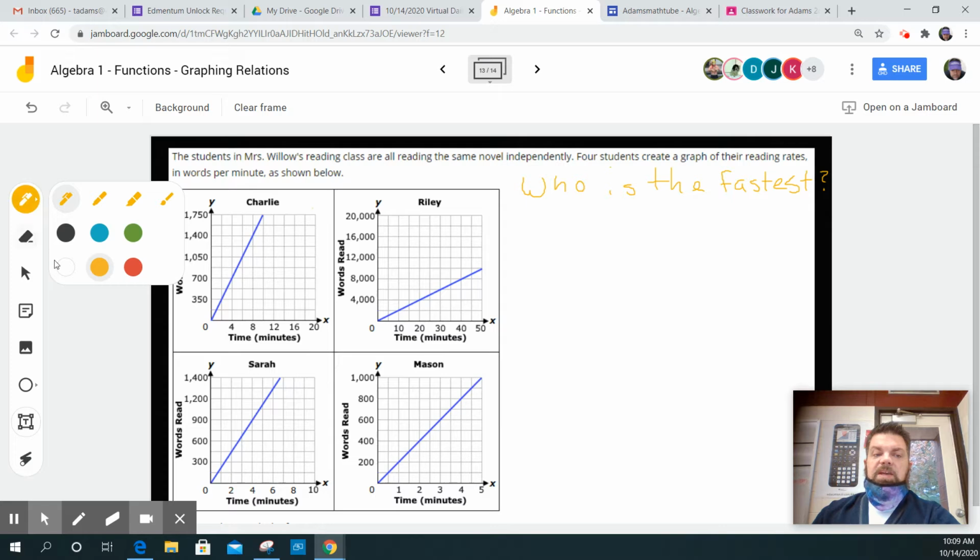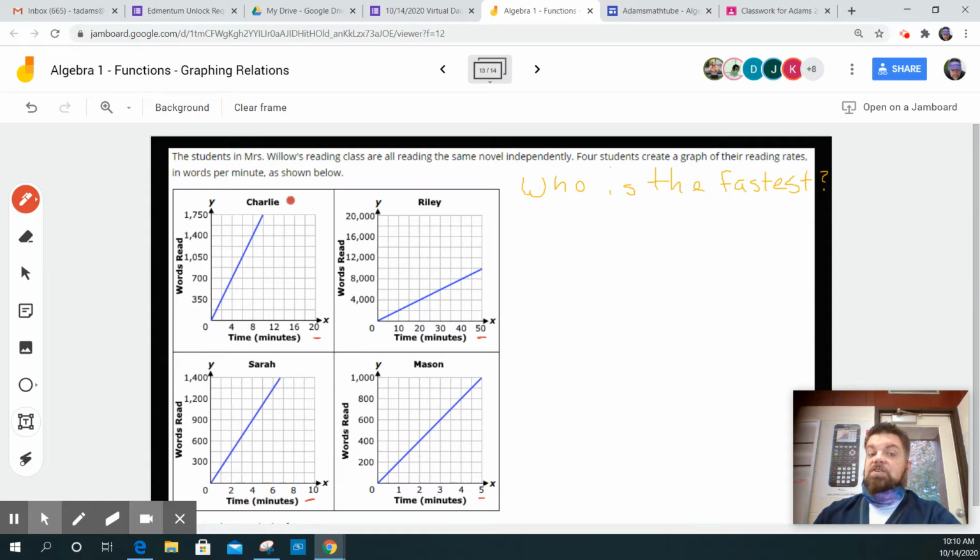Well, basically, if I look at that, I've got to figure out who can read the most words per minute, right? So you would say, well, whoever has the steepest slope. But if I look carefully, Charlie, his graph only goes to 20 minutes. Riley's graph goes to 50 minutes. Mason's graph goes to 5 minutes. Sarah's graph goes to 10 minutes.